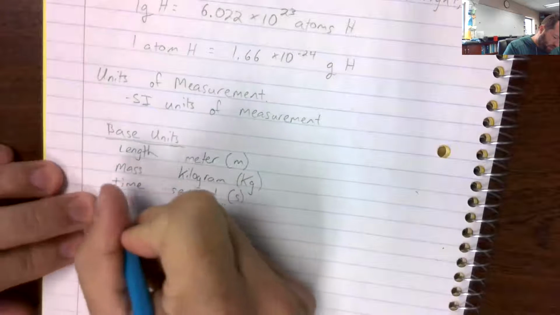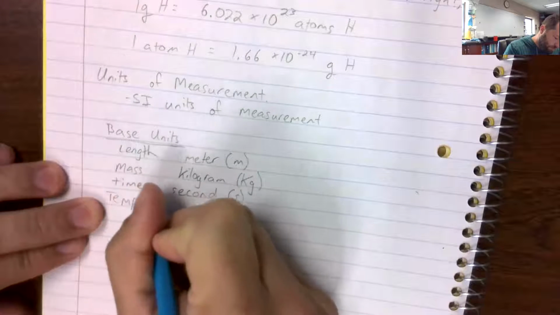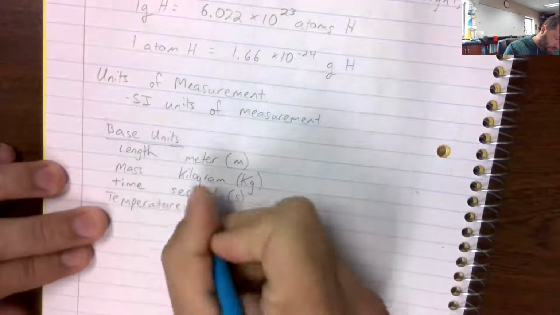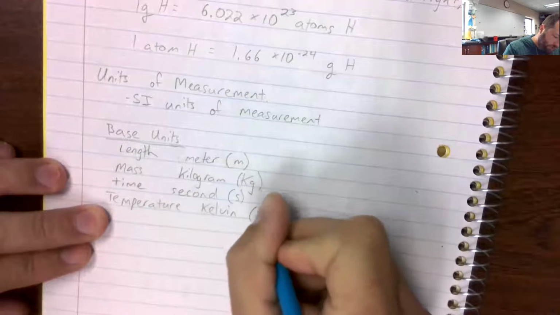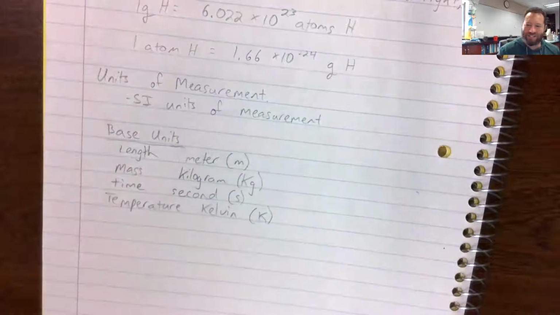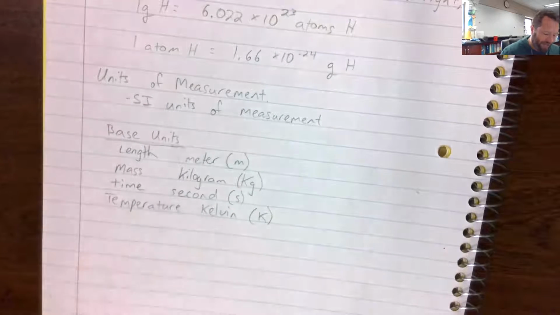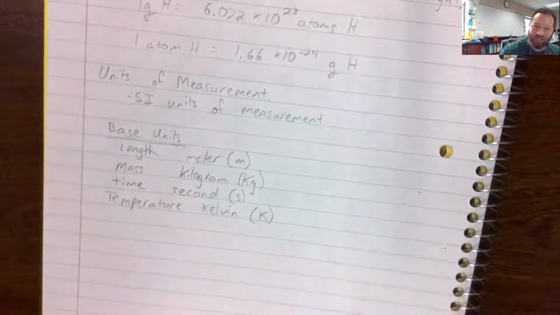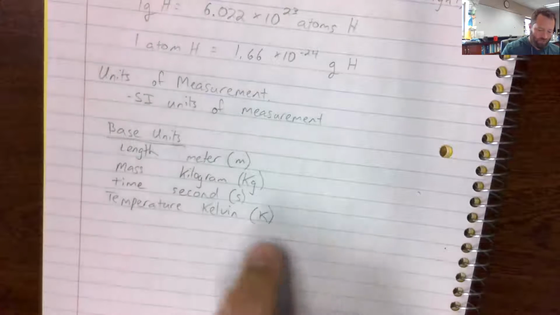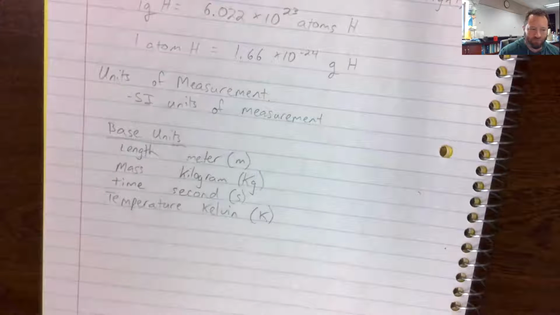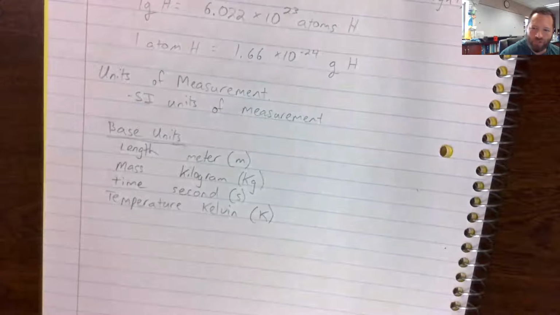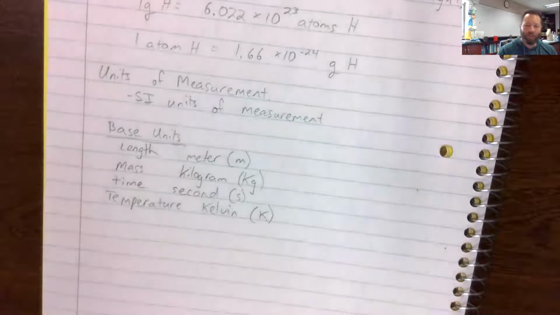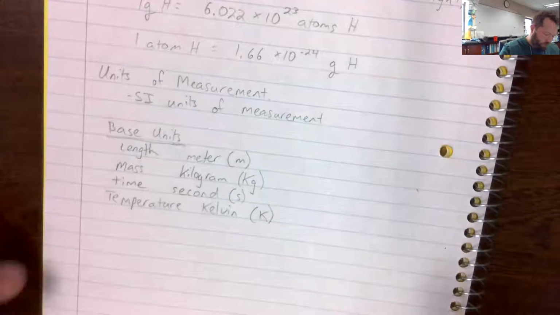And finally, for temperature, you might be thinking it's degrees Celsius, and it's not. For the SI system, we actually use the Kelvin for our temperature, which is symbolized with a capital K. Not to worry about it. We actually won't be dealing with too much temperature until much later in the year, but there it is for when we get to it.